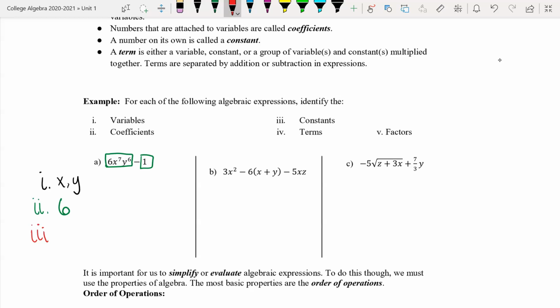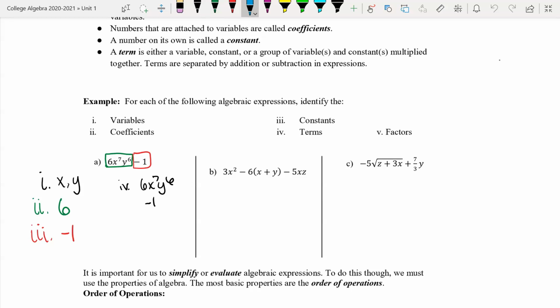Constants, you're not always going to have one, but you might. It's a number by itself. In this case, it would be -1. Again, these are separated by a subtraction sign. That's how you know it's a different term. Your terms, so what I just said: one term is the green one, the other term is -1.